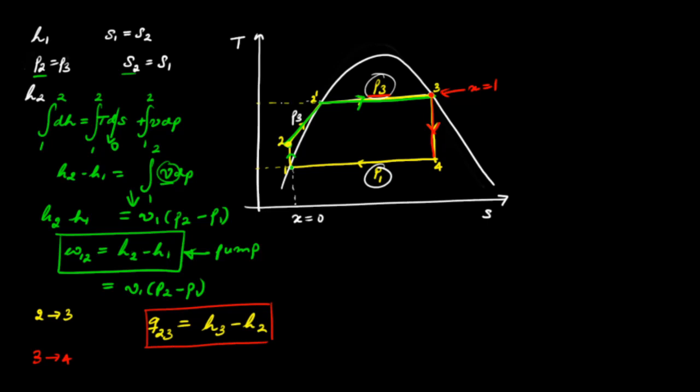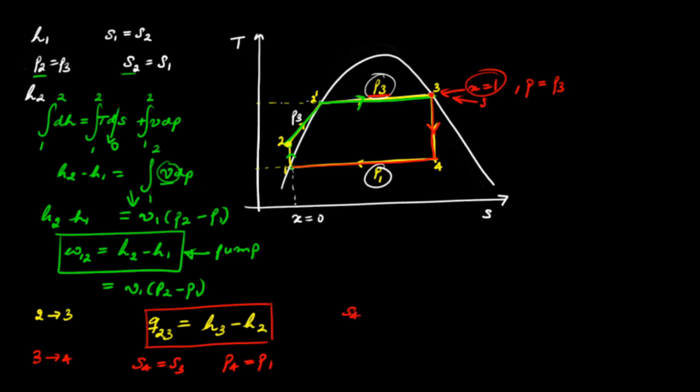And once we have state 3, we also know the specific entropy at state 3 because the state is determined by the quality that is equal to 1 and pressure that is equal to P3 that we have fixed. So now we say that at state 4, entropy is equal to S3 and pressure at state 4 is equal to P1, that is this low pressure.